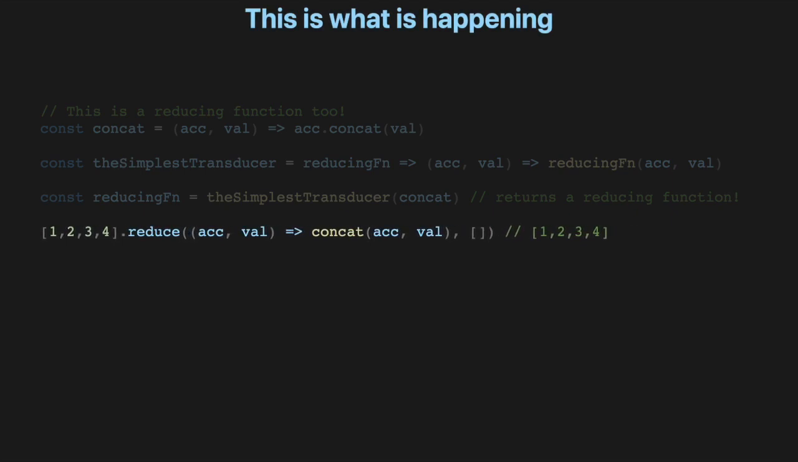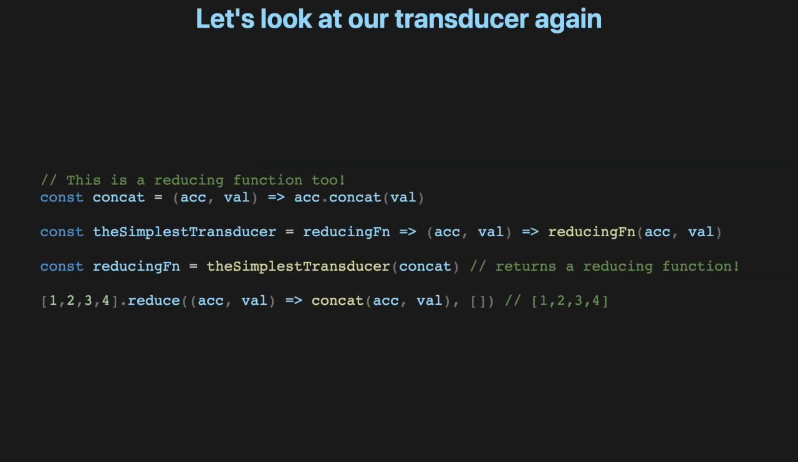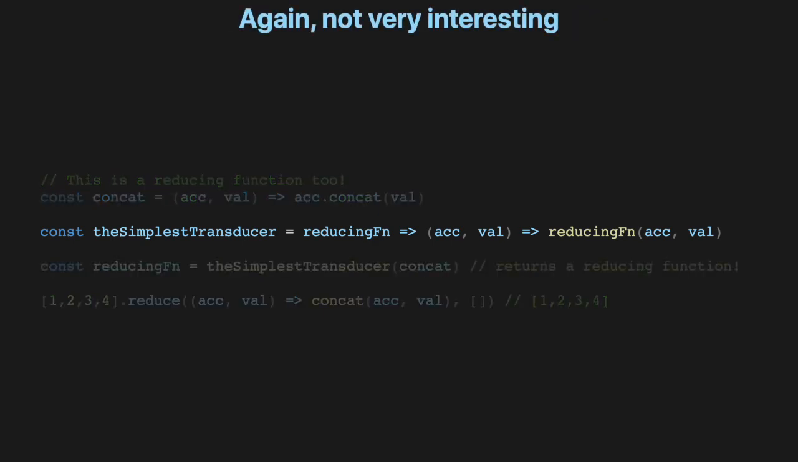So this is actually what's happening. We've created a new reducing function that, when called, will just call concat, that will collect the items of an array into a new array. And you can see on the right-hand side, the elements remain unchanged. So let's look at this transducer one more time. Again, it's not very interesting, right?